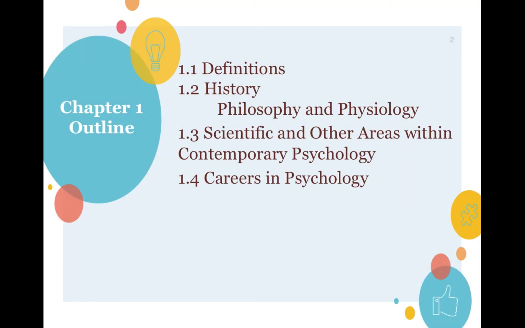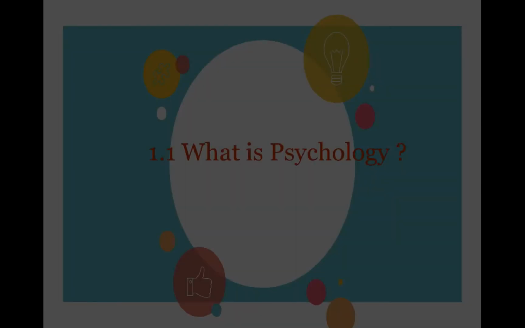I've made you a chapter outline. This module only contains 1.1, the definitions, but next we'll talk about history, the philosophical and physiological backgrounds for psychology. 1.3 we'll talk about scientific and other areas within modern psychology, and then we'll talk a little bit about careers.